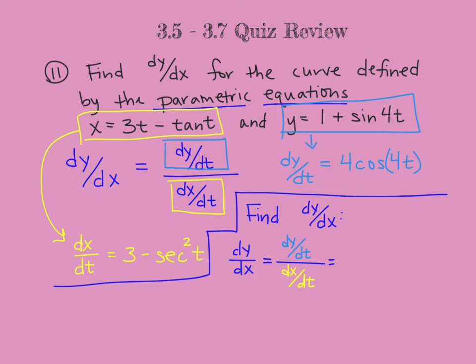Okay, cleaning up this problem, in order to find dy/dx, I just rewrote this part here so it looks a little more organized. We want to put dy/dt and divide it by dx/dt. So dy/dt is 4 cosine of 4t, and then dx/dt is 3 minus secant squared of t. Now we can't really clean anything up, therefore that ends up being our final answer.